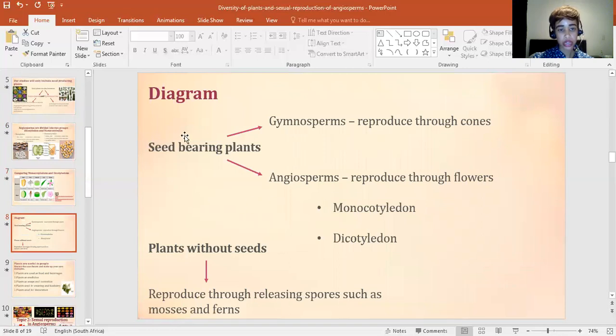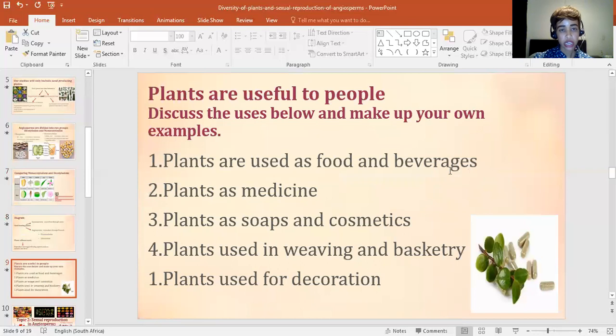Right, our seed-bearing plants, gymnosperms and angiosperms, which we have mentioned. Then we also have plants that do not have seeds. Those reproduce through spores, like mosses and ferns. Okay, plants are very useful to people. So there's various ways in which we can use plants, food and beverages, for example, medicine, soaps and cosmetics, weaving and the making of baskets, as well as for decoration.